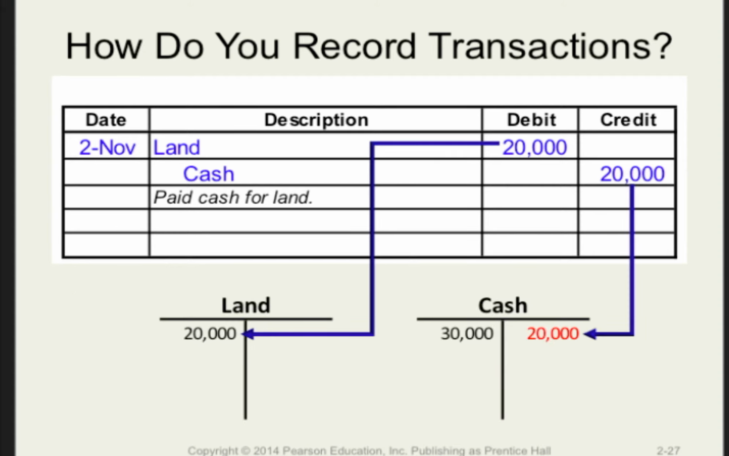As each piece is posted to the appropriate general ledger account, note that since we already had a cash account that was created in transaction number 1, we simply add the $20,000 credit to the already existing account. Assuming those were the only 2 transactions in the cash account, the balance in the cash account would now be a $10,000 debit balance.